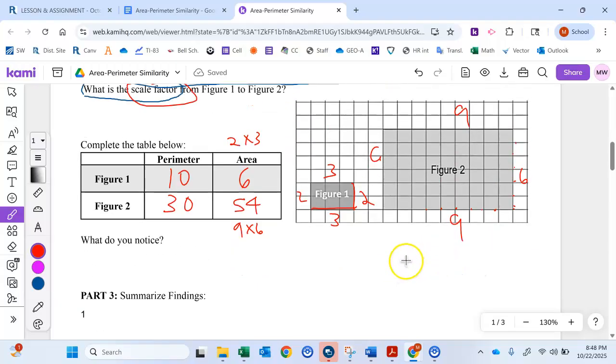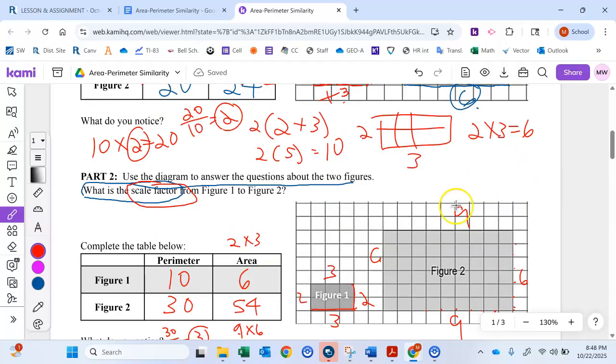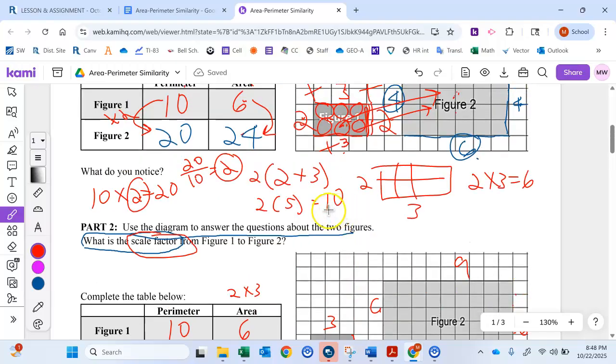So let's summarize what we find. What's the scale factor here? The scale factor here is going to be 30 divided by 10 equals 3. So that's the scale factor. How about this one? 54 divided by 6, the scale factor is 9. So there's something that we're going to notice here.